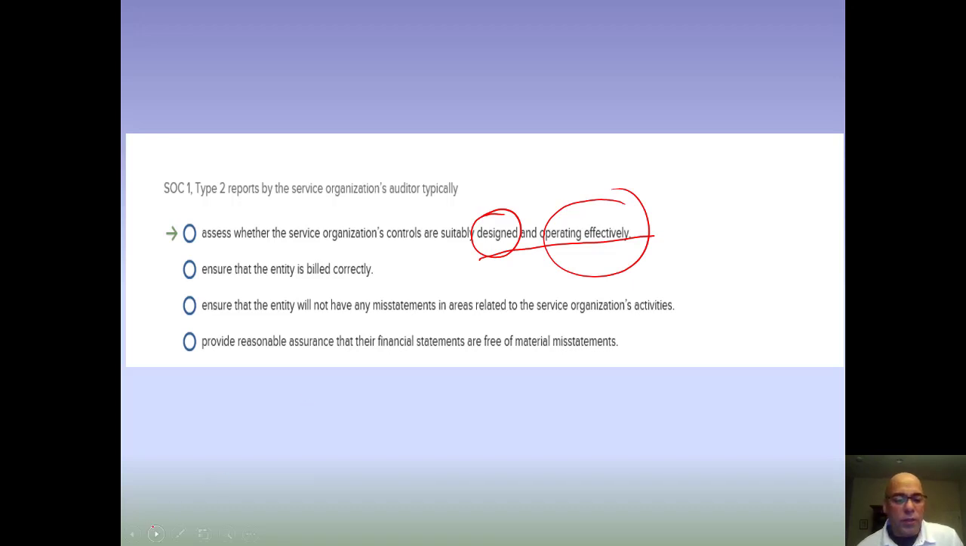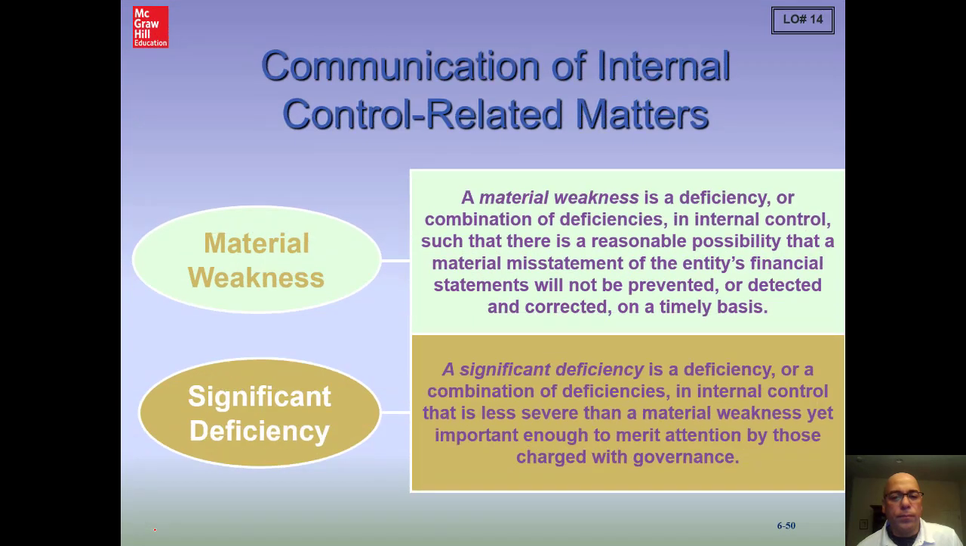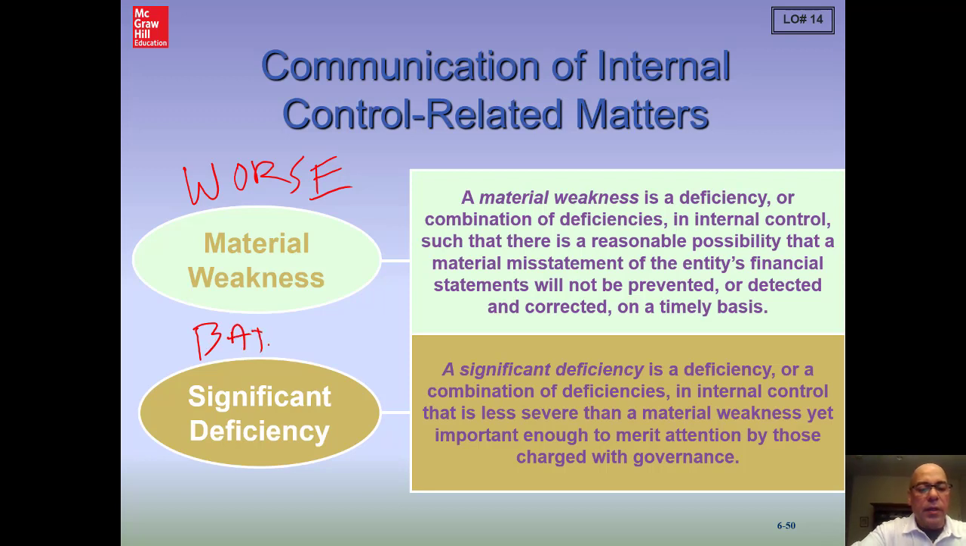Okay, good. Now, let's talk about communication of weaknesses. And we have two types of weaknesses. We have material weakness, which is the worst situation. And then we also have significant deficiency, which is bad. Now, what happens when we talk about a material weakness? We say that there is a reasonable possibility that there will be a material misstatement in the financial statement.